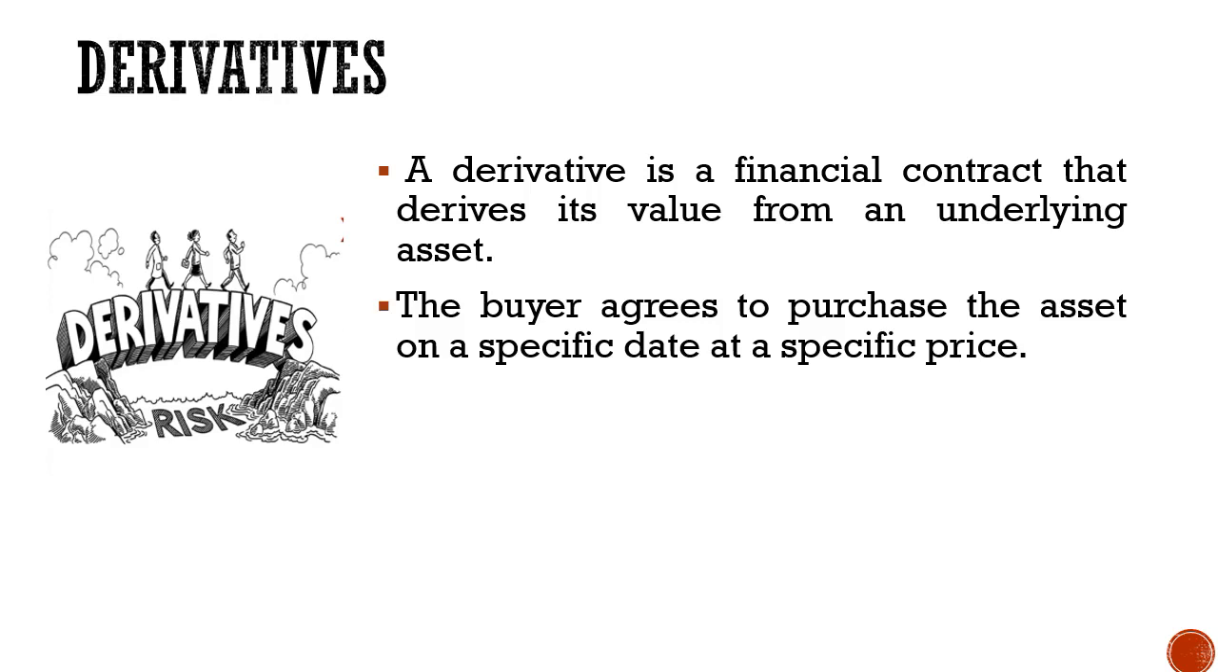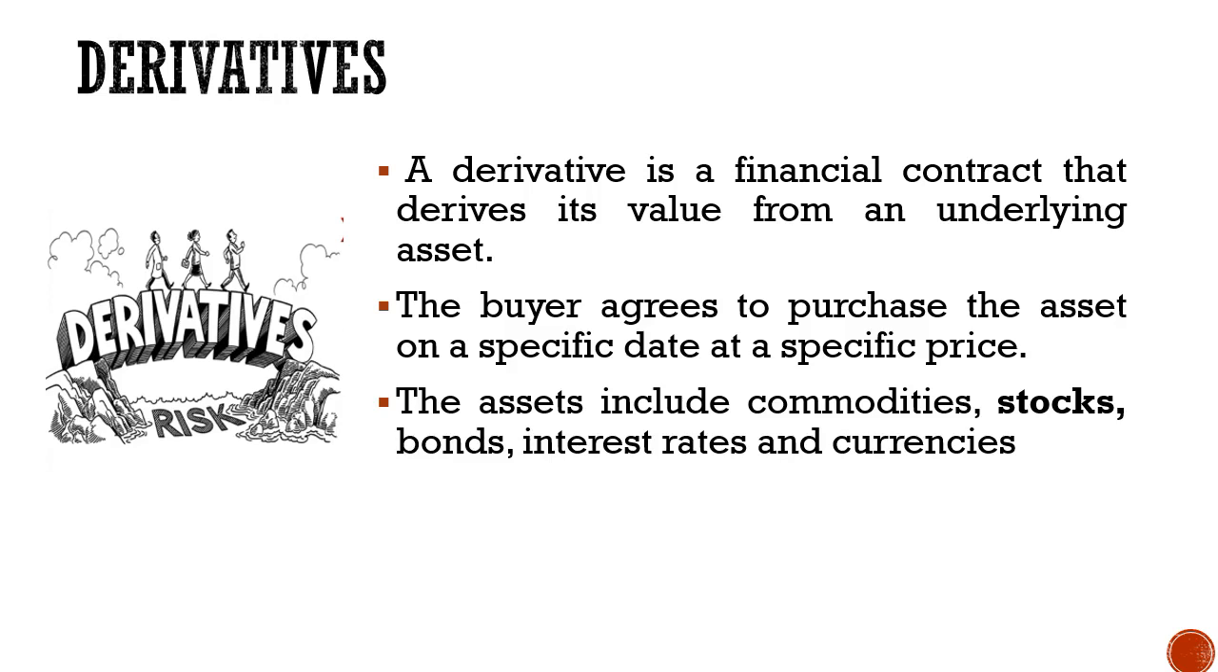Now, under derivative, the buyer agrees to purchase the asset on a specific date at a specific price. Now, this is a very important point under derivative. Key: the buyer agrees to purchase the underlying asset on a specific date. Now, the date can be any future date or the present date at a specific price. So, under derivative, first of all, there has to be two parties. Secondly, the buyer agrees to purchase the asset at a specific rate and at a specific price.